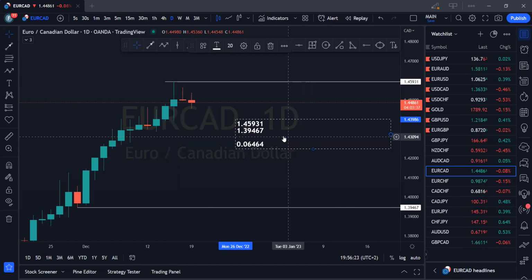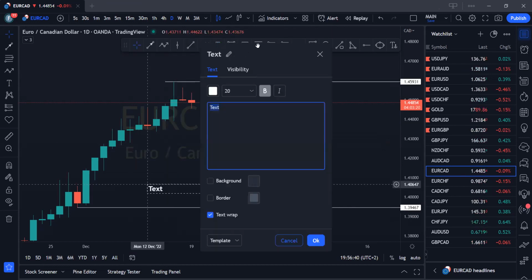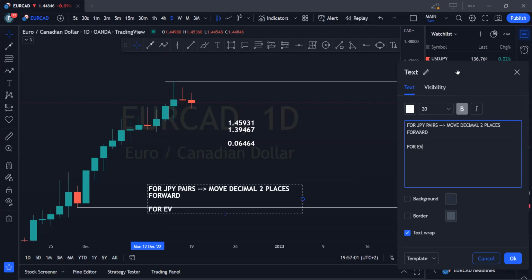And then the other exception there is that for JPY pairs, if you are trying to calculate pips for JPY pairs, once you do this subtraction, you are going to move the decimal 2 places forward. So let's just write this down on the side. For JPY pairs, you move the decimal 2 places forward. And for every other pair, you move the decimal 4 places forward.